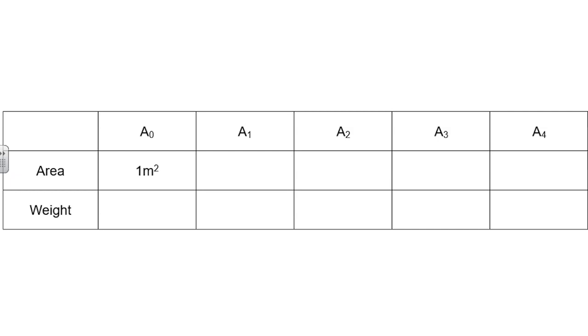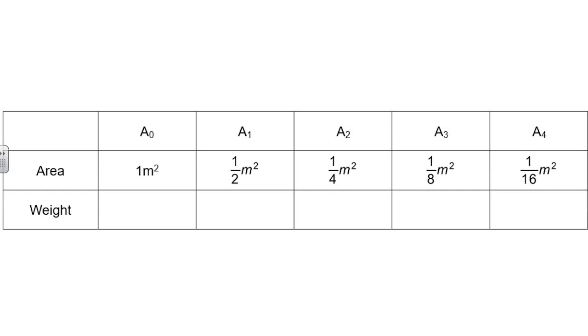A1 is half a meter squared, A2 a quarter, A3 an eighth, and A4 a 16th of a meter squared. So an interesting way to visualize a meter squared is to just get 16 pieces of A4 paper and lay them on the floor in any format you like. Obviously, don't overlap them, but that will give you a meter squared.